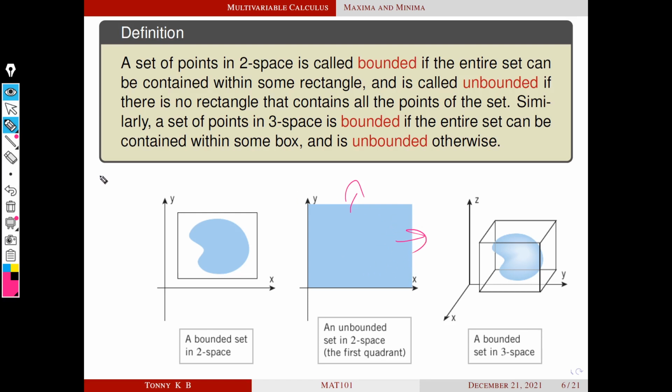And similarly, my question: what about the straight line y is equal to x in 2D? Is it bounded or not? We know that the straight line is like this. So does there exist a rectangle which contains the straight line? No. So this is unbounded. There is no rectangle which contains the straight line. Clear? So this is unbounded.